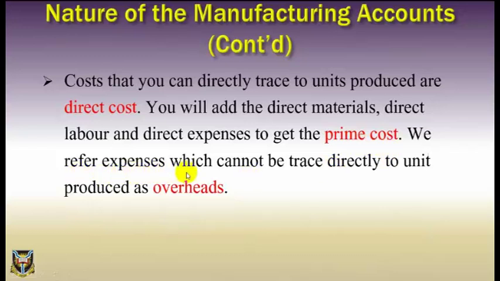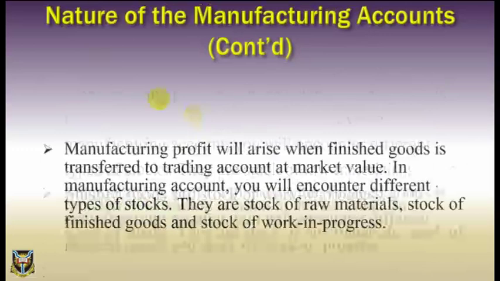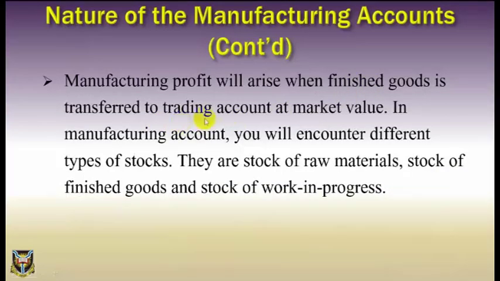You will refer to expenses which you cannot trace directly to units produced as overheads. Manufacturing profit will arise when finished goods are transferred to the trading account at market value. In a manufacturing account, you will encounter different types of stocks. There are stock of raw materials, stock of finished goods, and stock of work in progress.